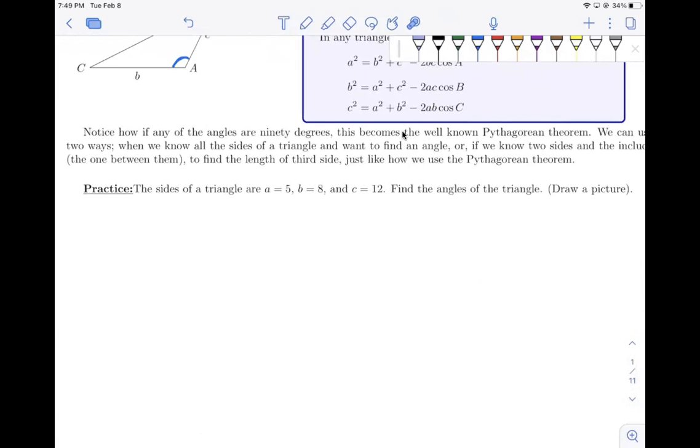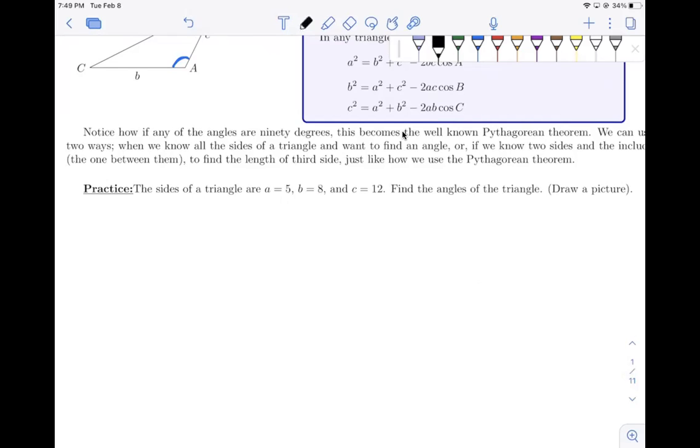So why don't we practice with this? It's a lot easier than it seems. The equation makes it look difficult, but it's just a formula to plug into. This says the sides of a triangle are 5, 8, and 12. It says find the angles of the triangle. Honestly, it doesn't matter what we call A, B, or C here.